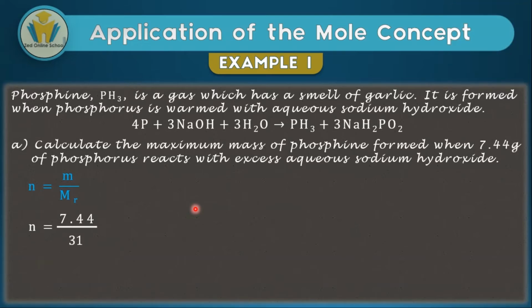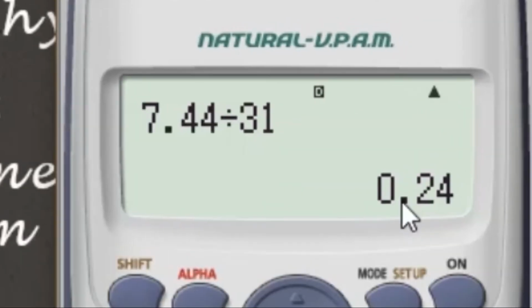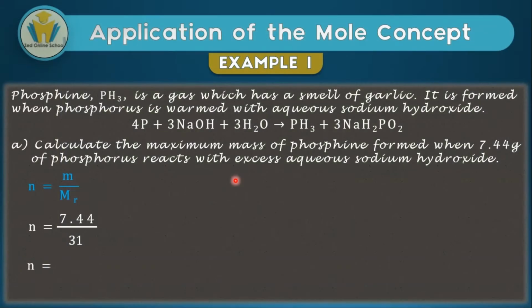Now we're going to do that on a calculator. As you can see, we have 0.24, meaning n is equal to 0.24 moles. So what this indicates is that in 7.44 grams of phosphorus, we have 0.24 moles. If you don't understand that, please check the video about how to use mole concept formulas. Now, we have the number of moles. The next step was using mole ratios.